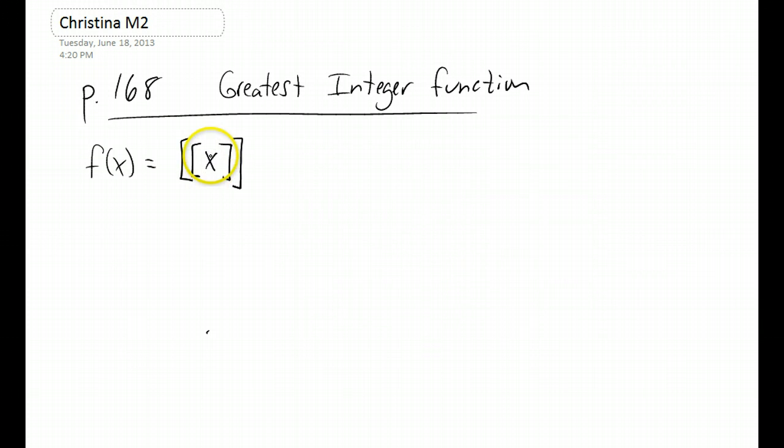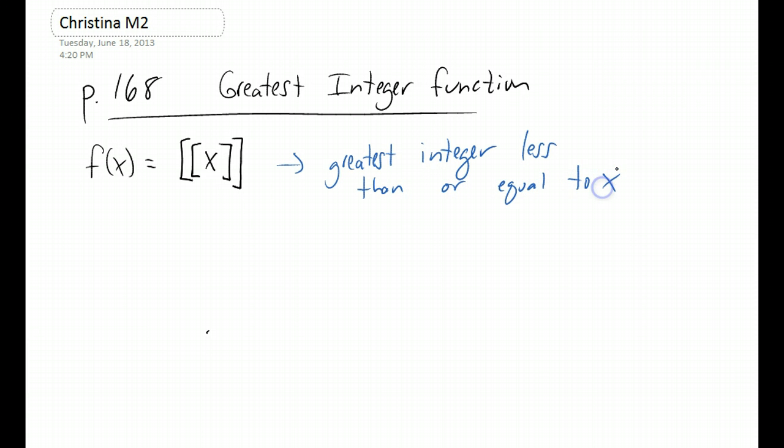They say if you see an x and it has these double brackets around it, what that means is the greatest integer less than or equal to x. So as a couple of examples, what if you had a double bracket and inside that double bracket you had, say, 0.6? What is the greatest integer less than or equal to 0.6?